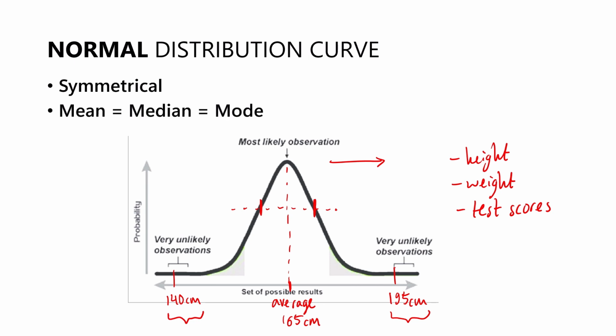So another key feature is that because it is symmetrical and because it is shaped like this, we know that in a normal distribution, the mean, median, and mode are all the same number, right in the center of the curve. So what that means is that basically, right in the middle, mean is equal to median and is equal to mode. So these three are the same number in a normal distribution curve.